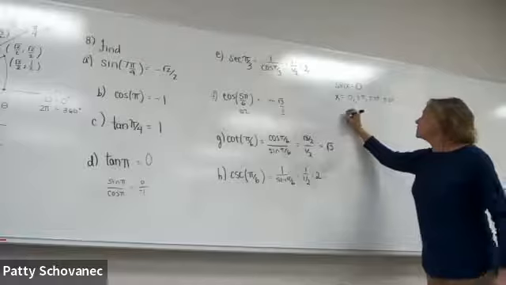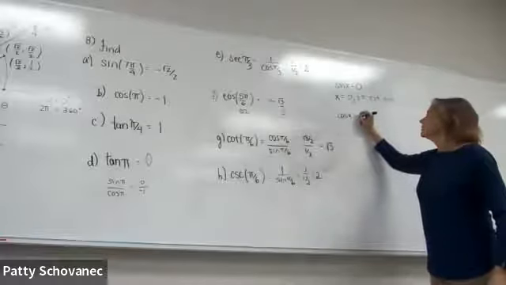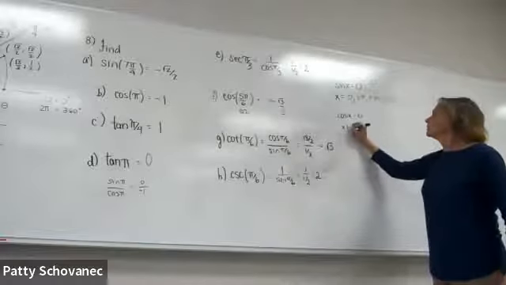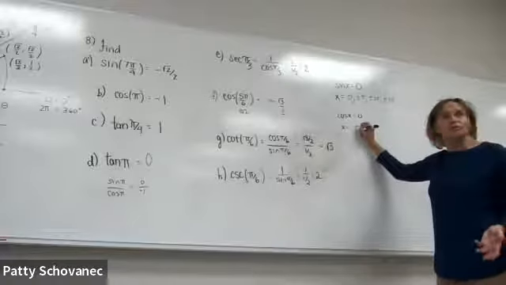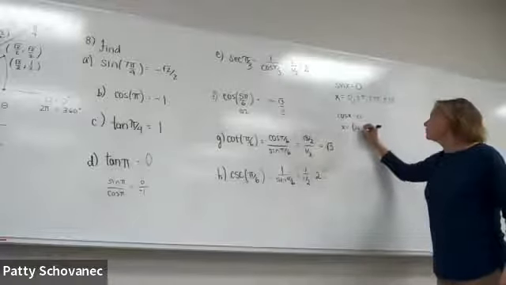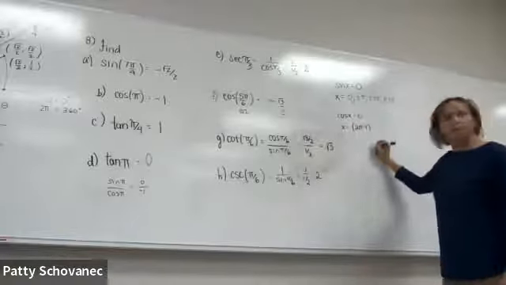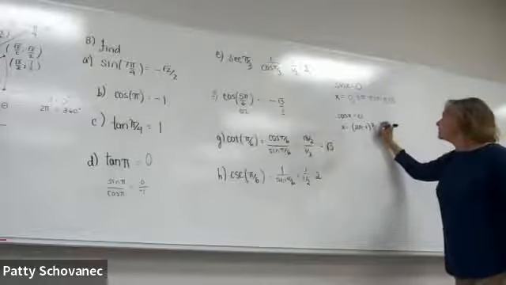Where's the cosine going to be 0? At the pi over 2's. All of them, right? The odd multiples of pi over 2. Remember, we wrote the odd multiples of pi over 2 as 2n minus 1 times pi over 2.